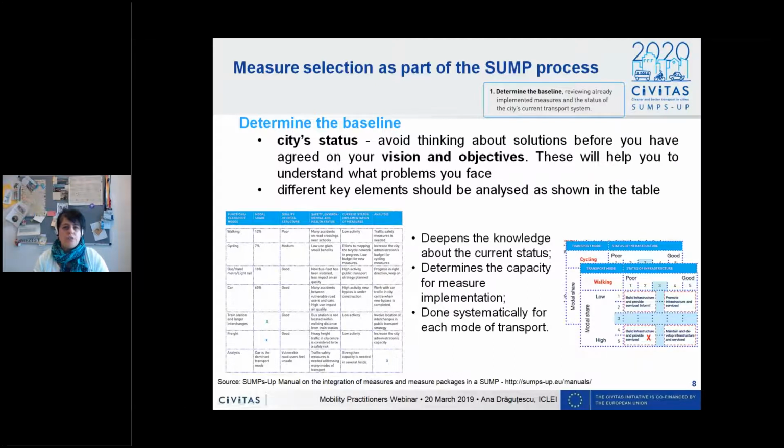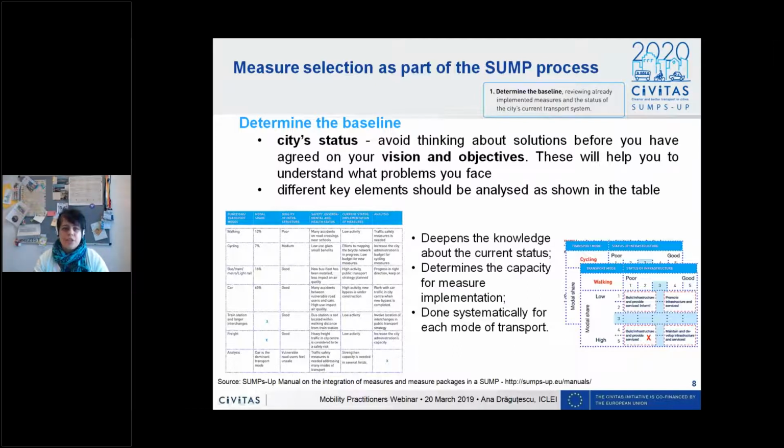A few words about determining the baseline of the city. The city has to avoid thinking about solutions before it has agreed on a vision and the objectives to reach the vision. This will help to better understand what problems the city faces. So there's a specific strategic approach and cycle that the city has to go through. So we don't have to start with listing the measures before understanding the vision and the objectives that would help reach that vision.